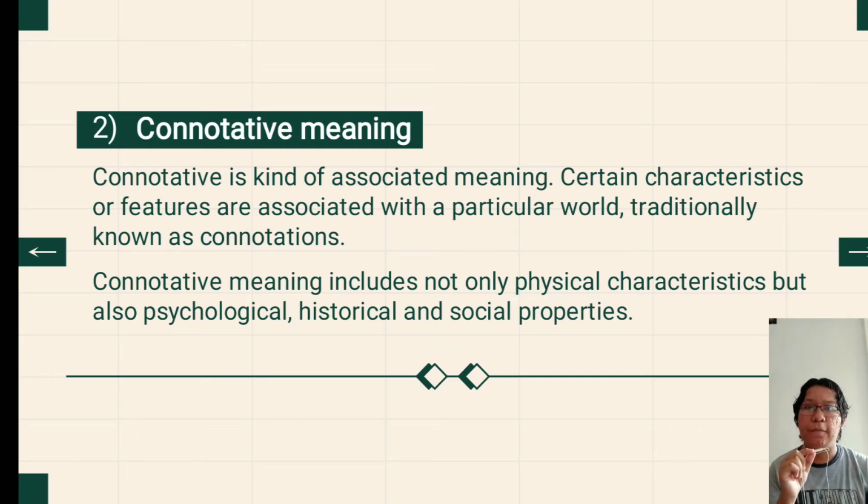So, I will give an explanation about the example of connotative meaning and the explanation of stylistic meaning.